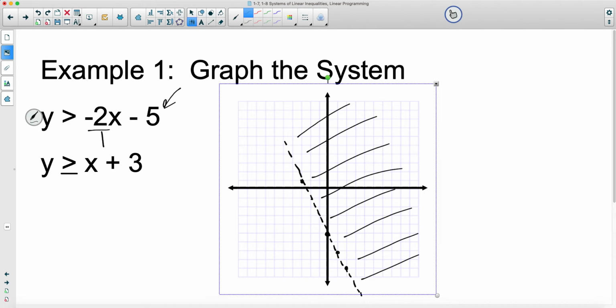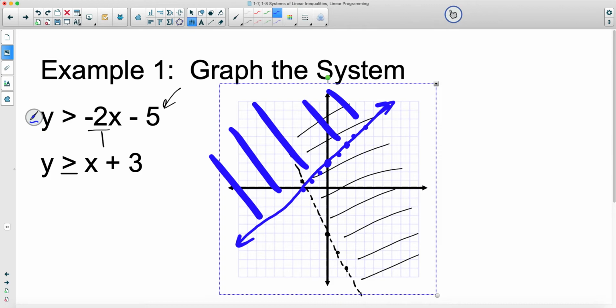That's the first one. Second one, y is greater than or equal to x plus 3. Okay, so we're going to start at 3, and then our slope is 1. So up 1 over 1, up 1 over 1, up 1 over 1, kind of like that. Okay. And then this one is a solid line, as straight as I can draw that. That's a solid line, and it's greater than, so we're shading above.